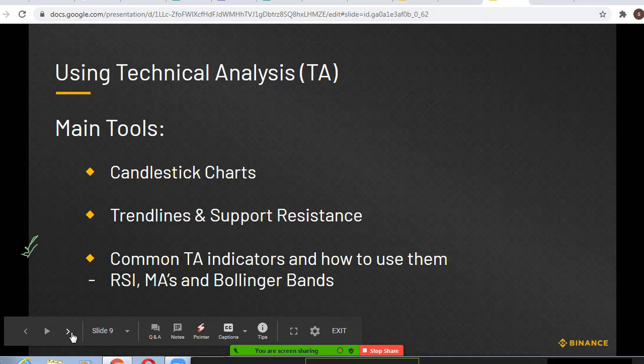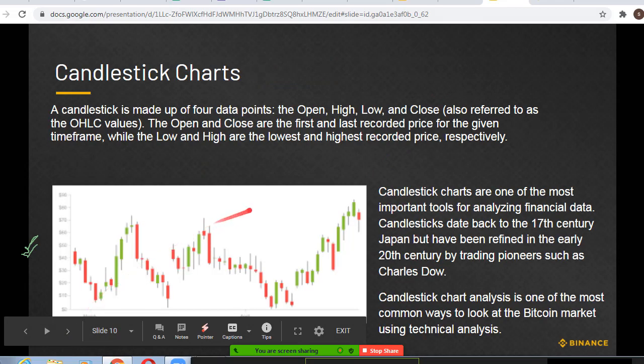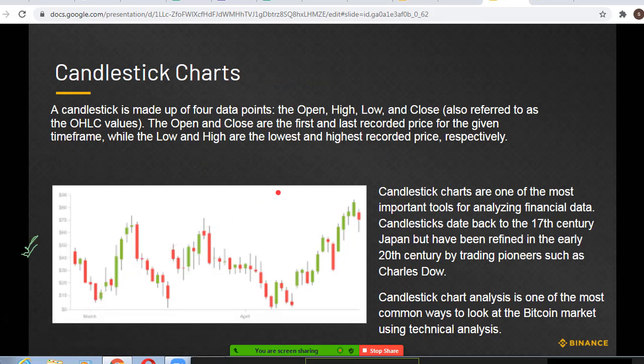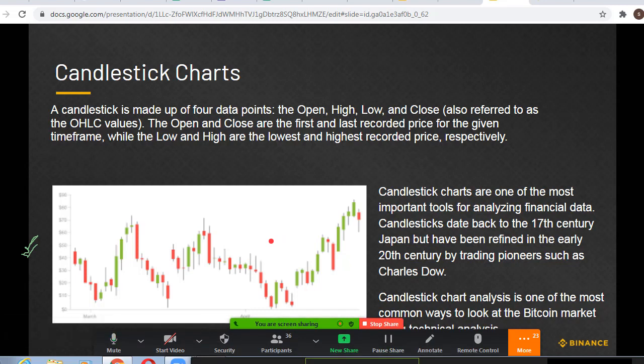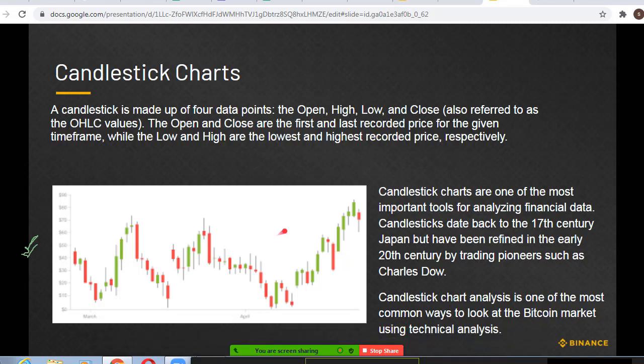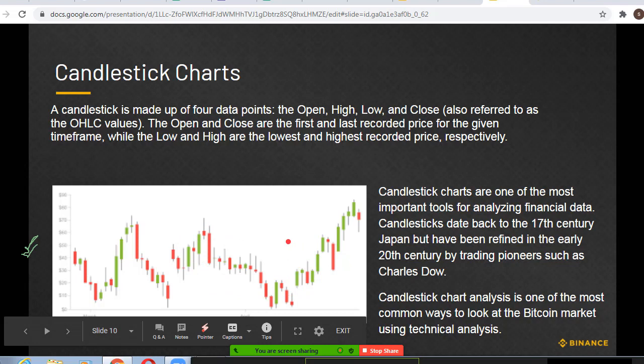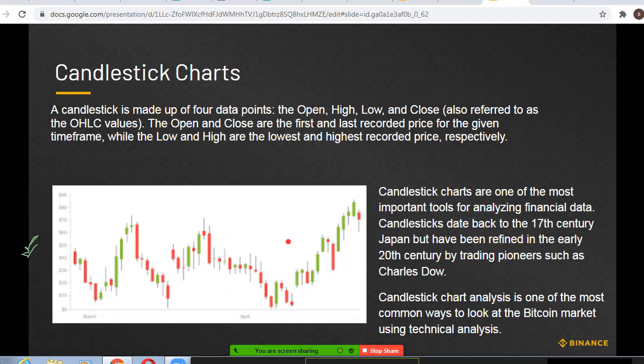All right, let's move further. Now, candlestick charts. The candlestick chart is one of the most popularly used tools. Before now, there were no candlestick charts. Traders were using line charts and bar charts. Before the 17th century, where a Japanese rice trader developed the Japanese candlestick, what you are seeing on the screen now, and it was refined in the 20th century by Charles Dow.